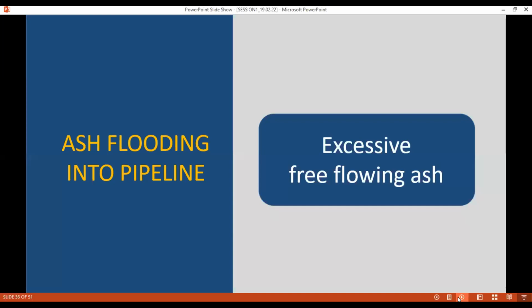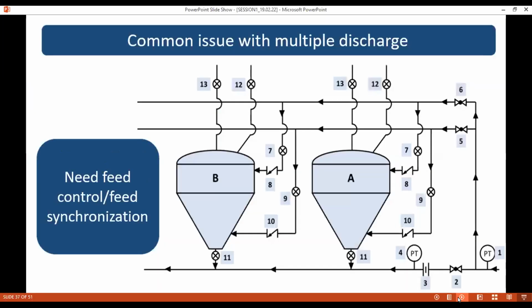Now, this is a very important point, ash flooding into the pipeline. If you have a very free flowing ash, this is fantastic in terms of hopper flow. It will not have any ESP hopper blockage problem, no rat hole, no choking, no arcing problem. If you have very coarse ash, very free flowing ash, very low cohesion, that is great in terms of hopper flow. But what will happen is that when you open the material outlet valve, let us say at the bottom of the ESP hopper or at the bottom of the blow tank, all of a sudden a lot of ash will come out.